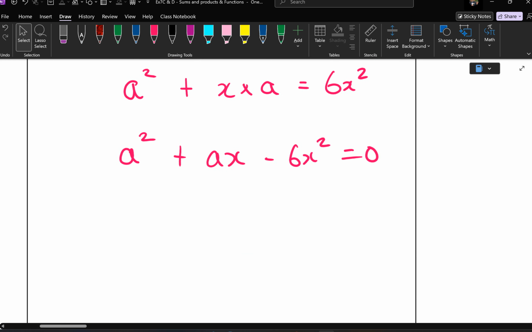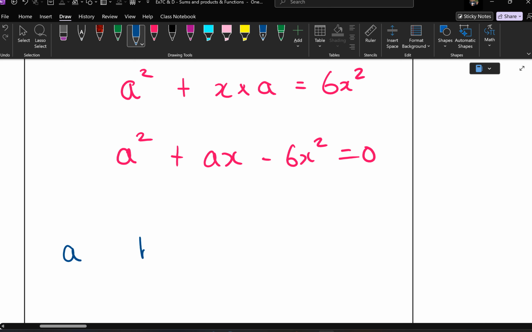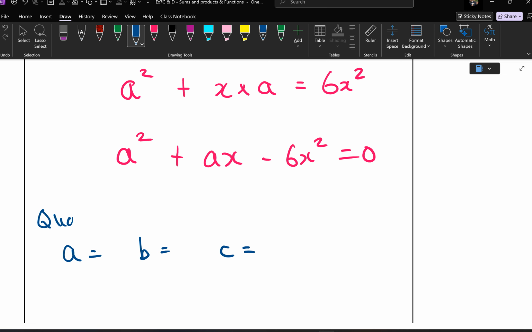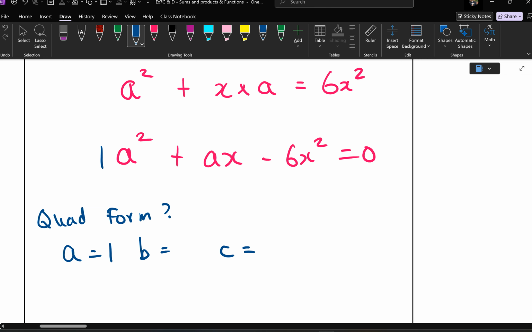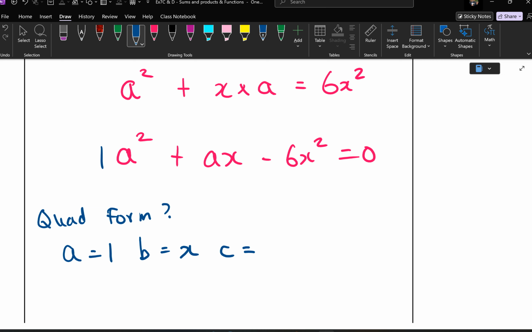All right, so we use quadratic formula. What is my A, B, and C if we did use quadratic formula? Which one's C, which one's B, which one's A? A would be 1. So coefficient of a squared, yep. B would be x. And then C would be negative 6x squared. That works. We could do that.